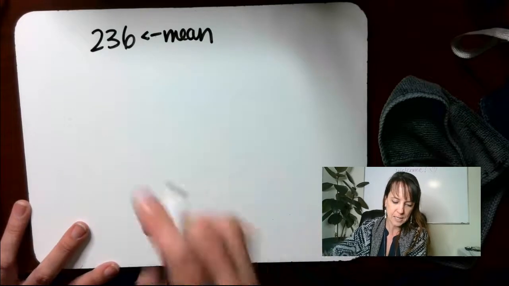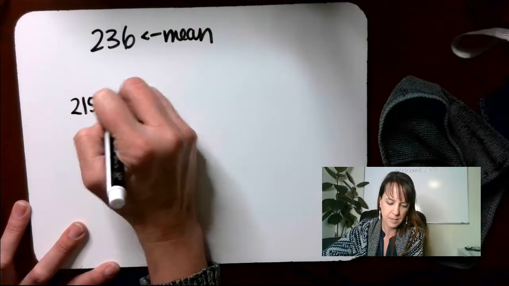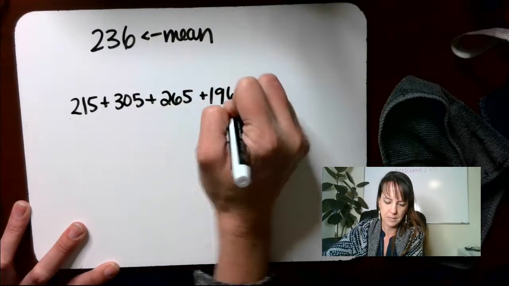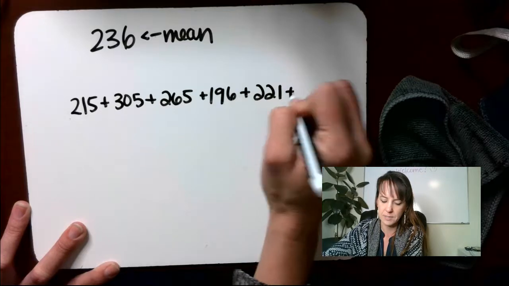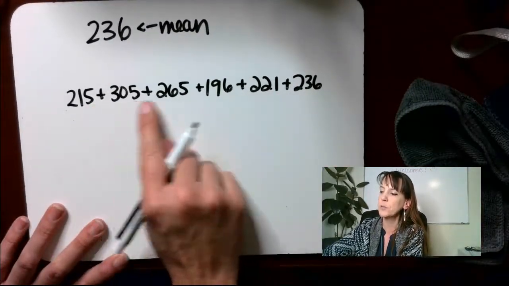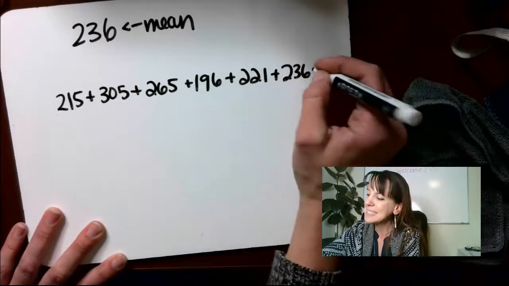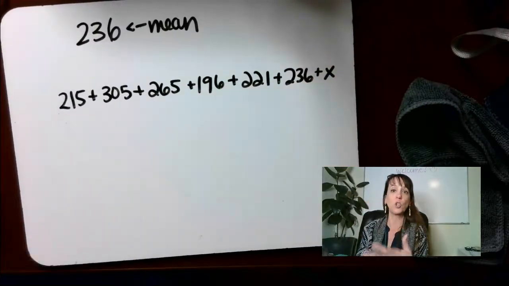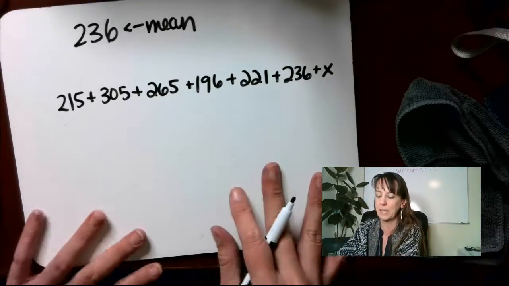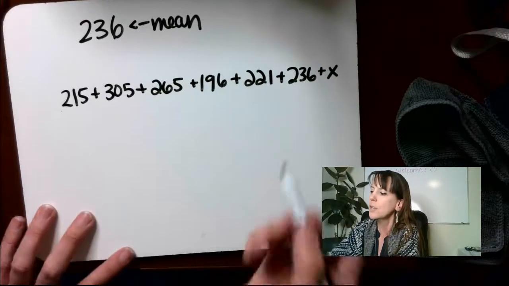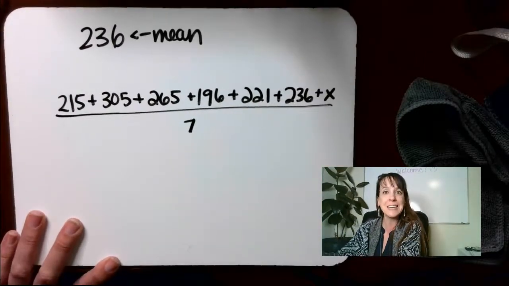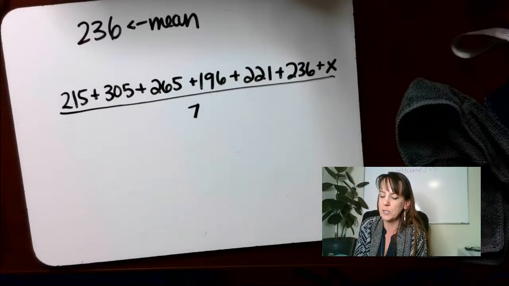The first 6 linebackers weighed 215 plus 305 plus 265 plus 196 plus 221 plus 236, okay? That's 1, 2, 3, 4, 5, 6, plus x as our 7th one, because that's what we're looking for. We know the average, but we want to find the weight of the 7th linebacker. It asks, what was the weight of the 7th linebacker? We know there's 7 of them. If I add them all up and divide by the number of numbers, that gives me my average, right? So let's start by doing this.